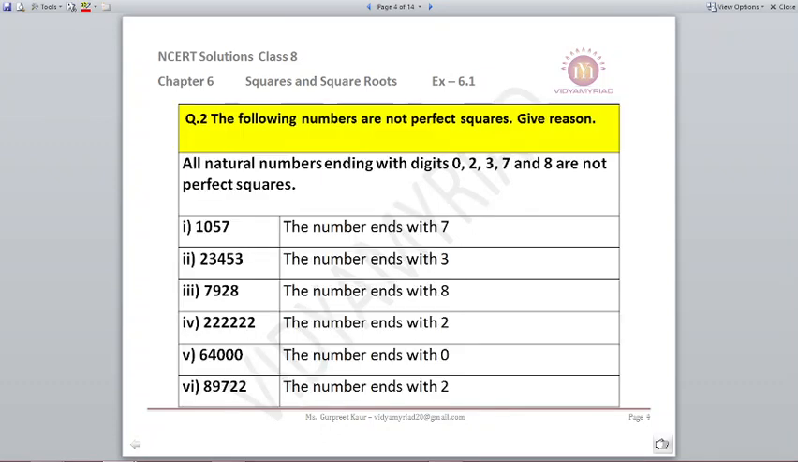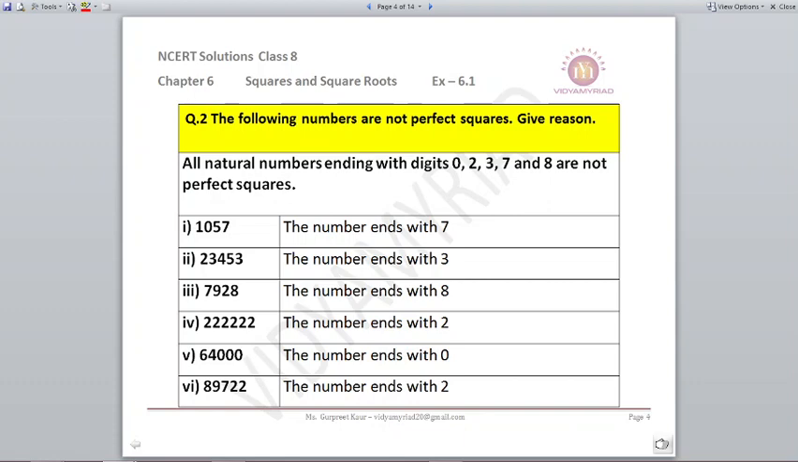The following numbers are not perfect squares. Give reason. Now remember the rule, we have done it earlier also. All natural numbers which are ending with either 0, 2, 3, 7 or 8, they are not perfect squares of any number. So we need to again look at its unit place. If its unit place is made up of either 0, 2, 3, 7 or 8, that number will not be the perfect square. So we will just write down the reasons now.